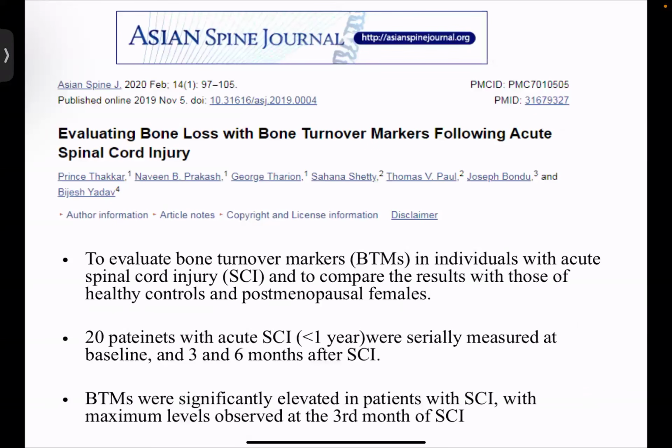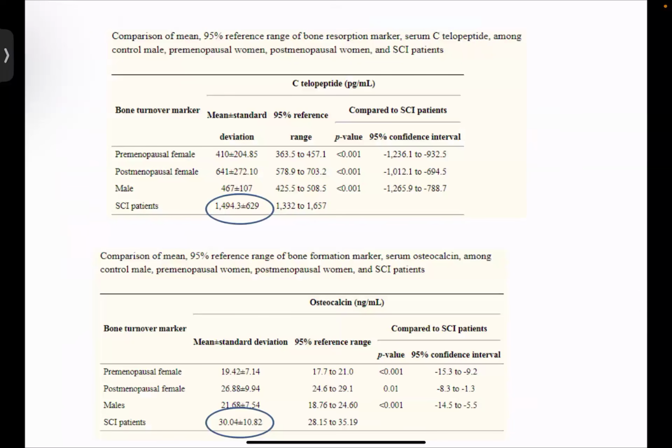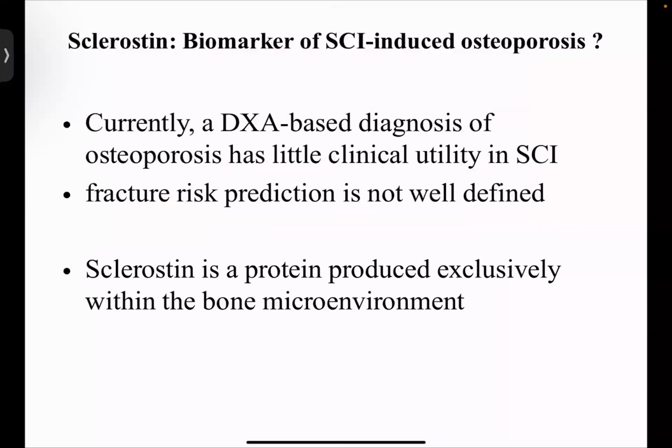This is a study from CMC Vellore, done by Thakkar et al. They evaluated bone turnover markers in individuals with acute spinal cord injury of less than 1 year, and measured bone markers at baseline, at 3 months, and at 6 months of spinal cord injury. They showed significantly elevated levels of bone turnover markers at the third month of ACI. You can see that in ACI patients the sweet elopeptide is 1494 and osteocalcin is 30, which is more elevated at 3 months post spinal cord injury.